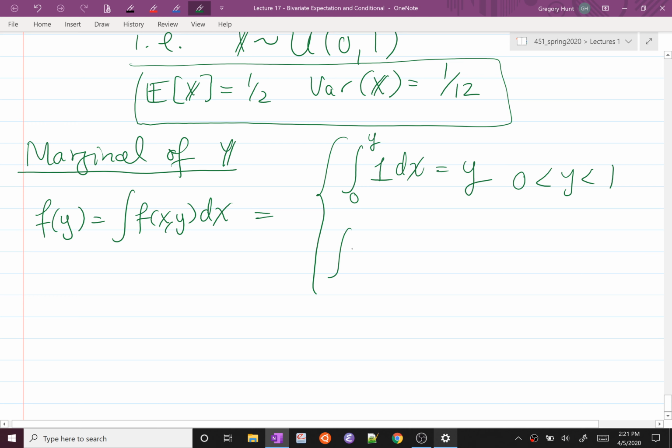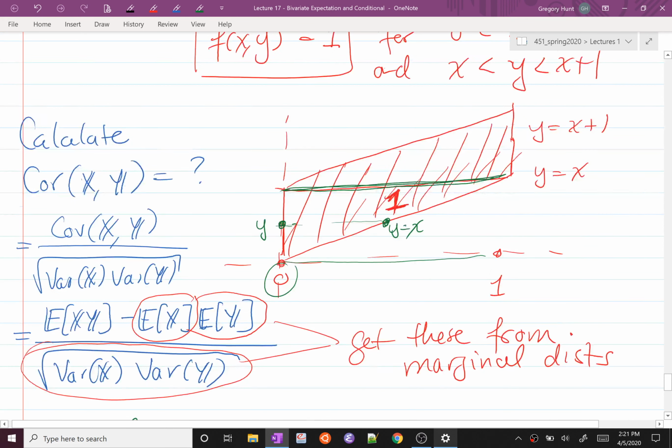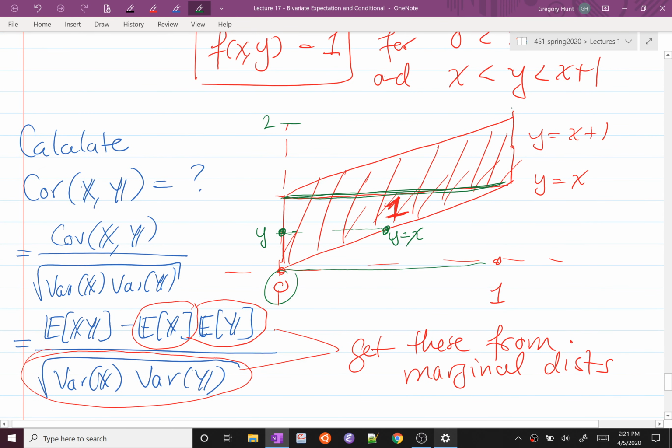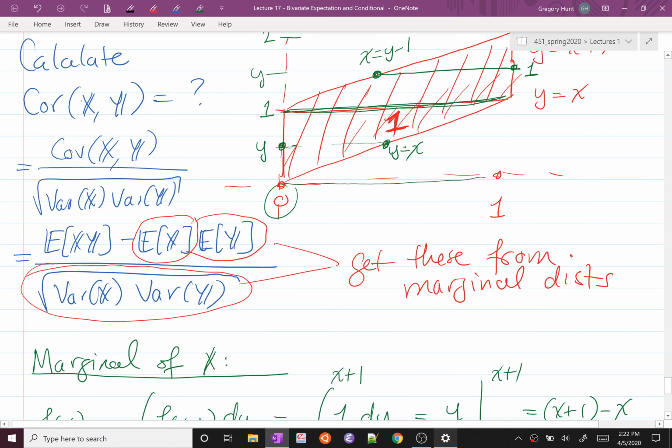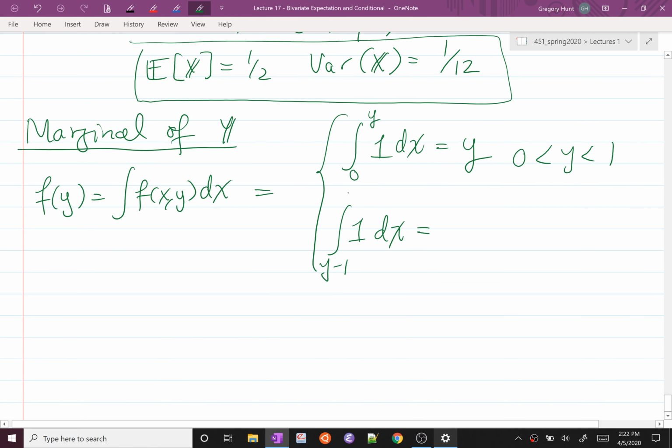And in the other case, it's still going to be the integral of that PDF, but now our bounds are going to be different. If y is between 1 and 2, it could go all the way up to 2 here. At each y here, we will go from this point, which is x is y minus 1, all the way up to 1. So our bounds are now y minus 1 to 1 on the integral.